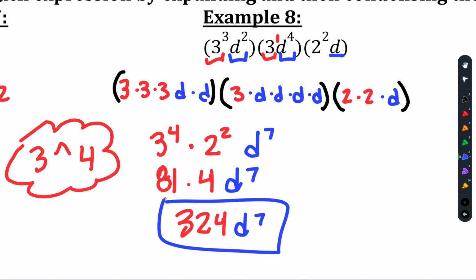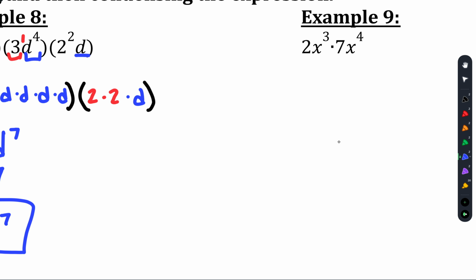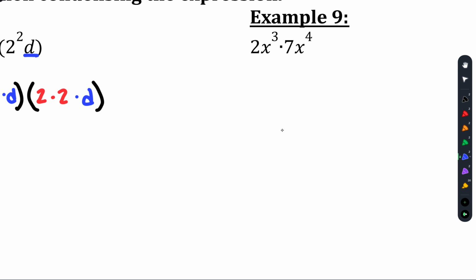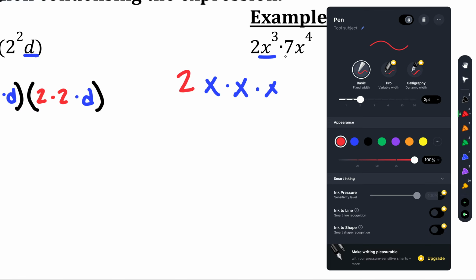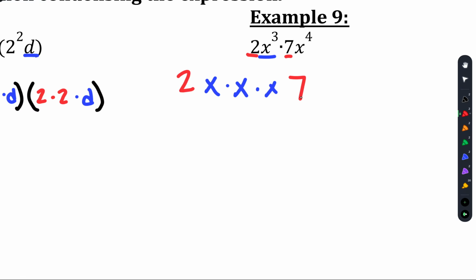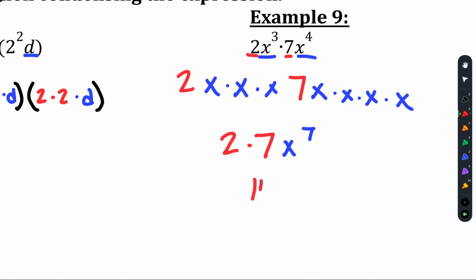Yeah, we're going to do all of them, all the way down. All right, example 9, same thing. I expand first, and then I condense back together. So I have 2. I want 3 x's. I have 7. And then I have 4 x's. So I have 2 times 7. How many x's do I see? 7 of them. 2 times 7 is 14. X to the 7th.